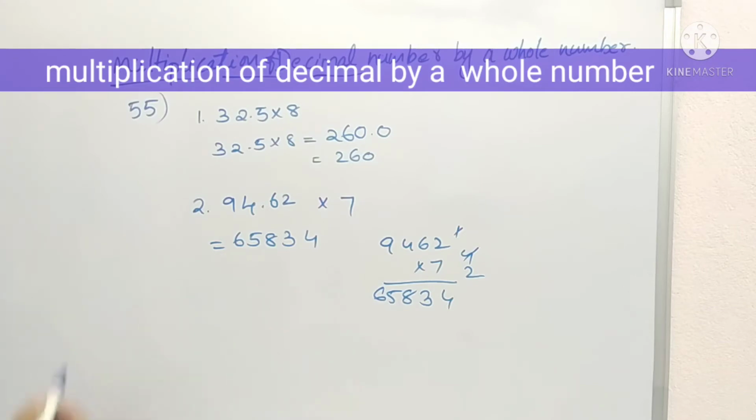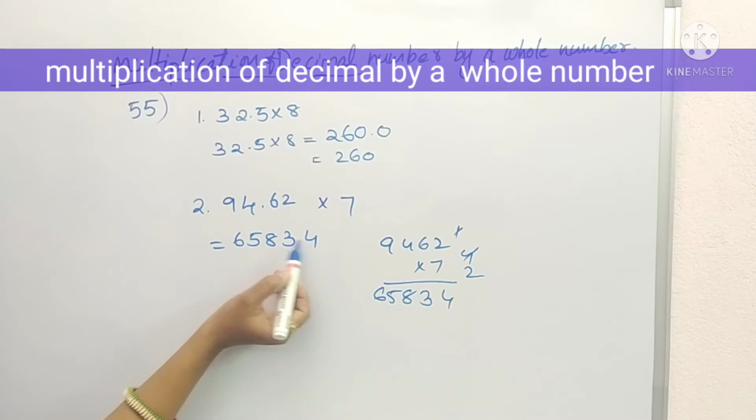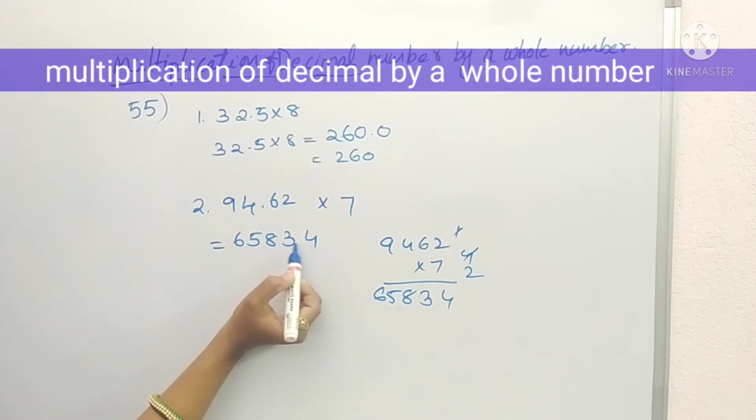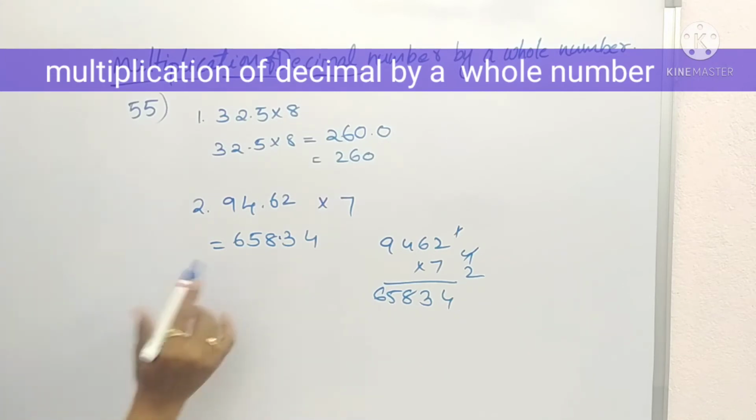Now the decimal point is there after 2 digits. So from the right side you count 1, 2 and put the point. So this is 662.34.